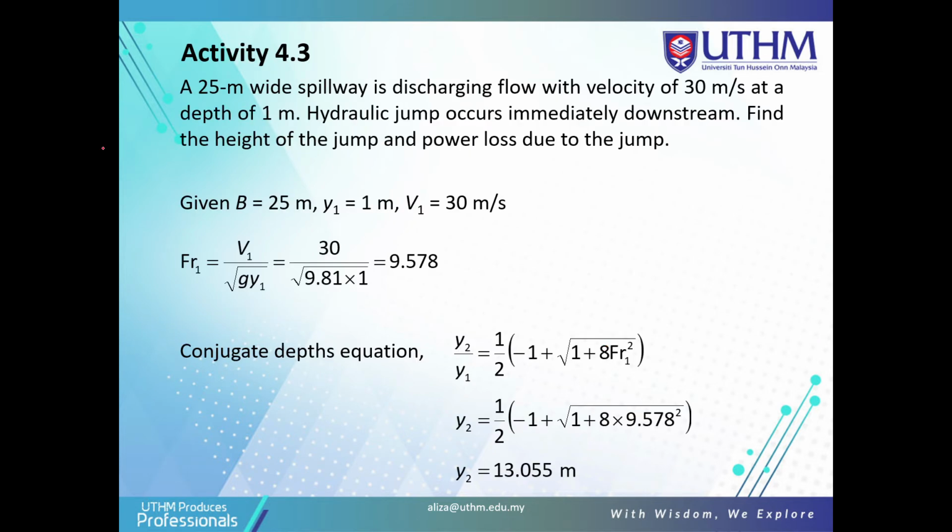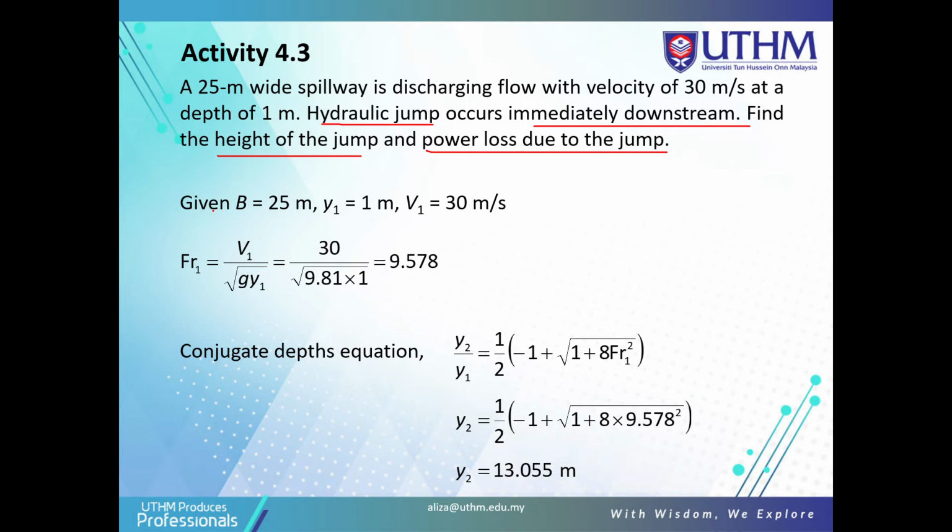Now we look at activity 4.3 here. A 25-meter wide spillway is discharging flow with a velocity of 30 meters per second at a depth of 1 meter. A hydraulic jump occurs immediately downstream. Find the height of jump and the power loss due to the jump.